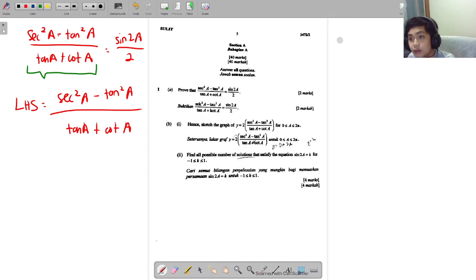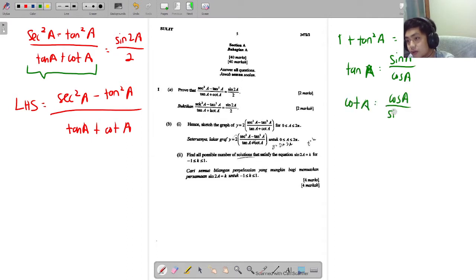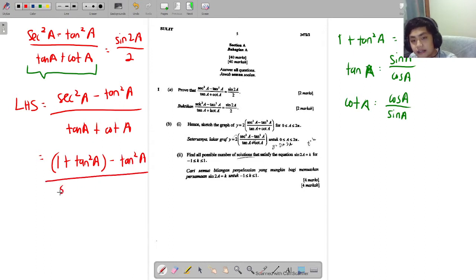So we have an identity where 1 plus tangent² a is equal to sec² a, and another identity where we know that tangent a equals sine a over cos a, and also cotangent a is just the inverse of that, which is cos a over sine a. So from here we can sub in all of our identities. So we have 1 plus tangent² a minus tangent² a over tan a, which is sine a over cos a plus cos a over sine a.